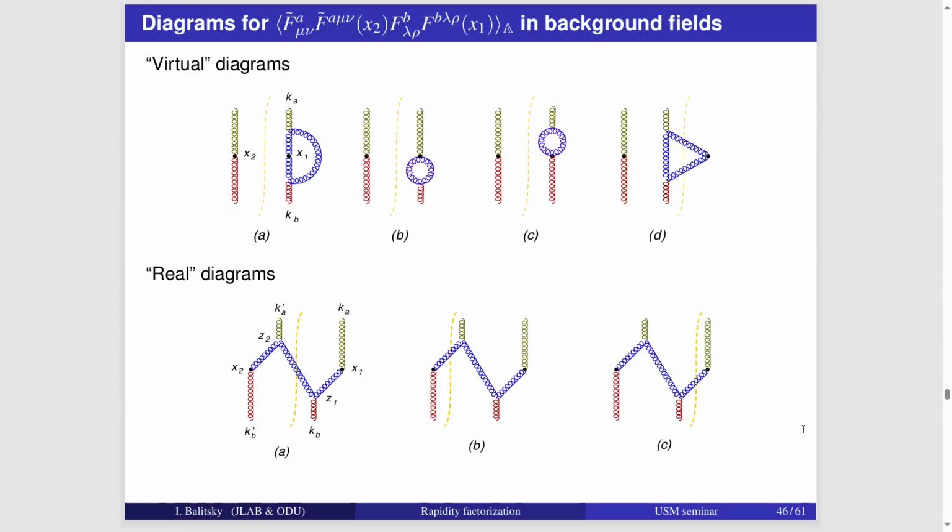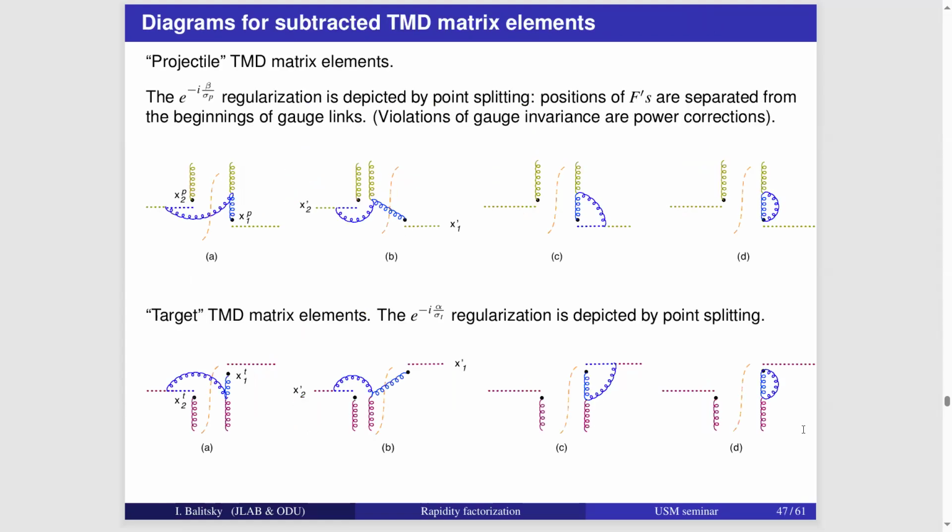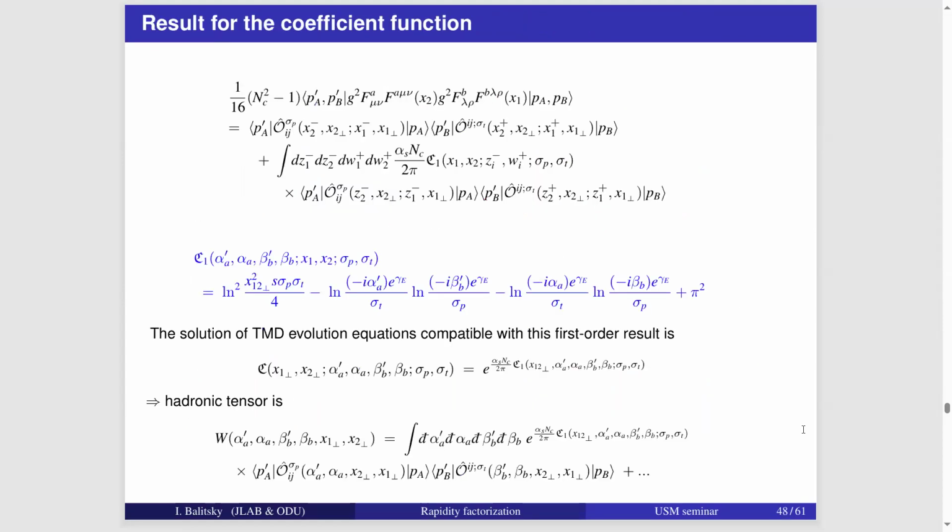The diagrams, I will just let them be. There are diagrams for this in the background fields of this type and this type. And the subtraction is the TMD matrix element with regularization. The result of the calculation was rather lengthy, but still the result is simple. There are transverse size and cutoffs. Here is the energy, these are the cutoffs, and these are fractions of the longitudinal momentum of the TMD.